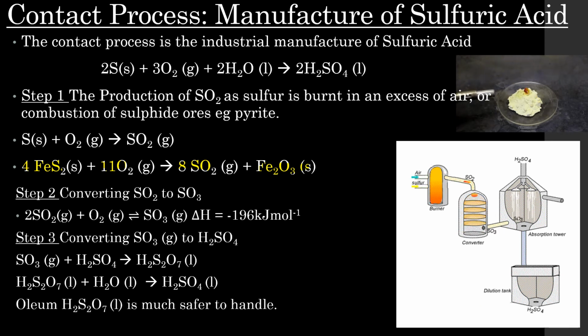Now the second step is where we're going to talk in a bit more detail next slide. So we're converting sulfur dioxide to sulfur trioxide. So we're just going to react sulfur dioxide with oxygen and then we're going to produce sulfur trioxide.